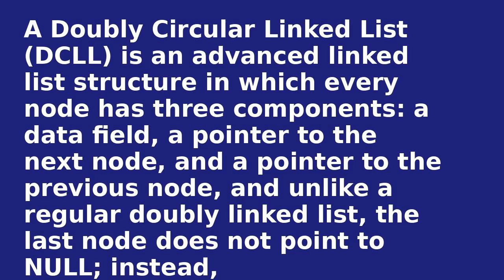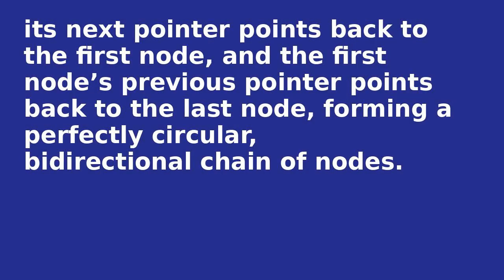A doubly circular linked list, DCLL, is an advanced linked list structure in which every node has three components: a data field, a pointer to the next node, and a pointer to the previous node. And unlike a regular doubly linked list, the last node does not point to null. Instead, its next pointer points back to the first node, and the first node's previous pointer points back to the last node, forming a perfectly circular, bidirectional chain of nodes.